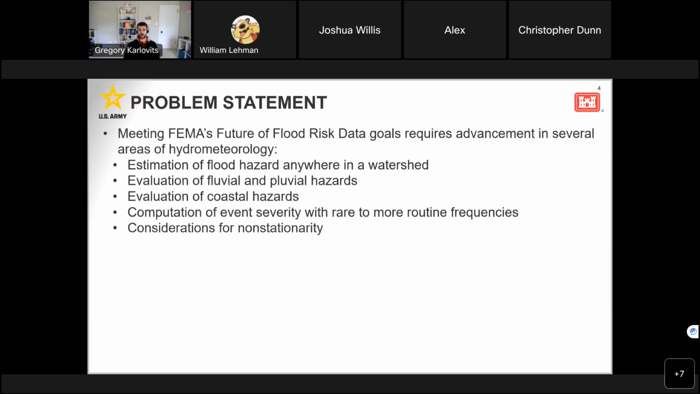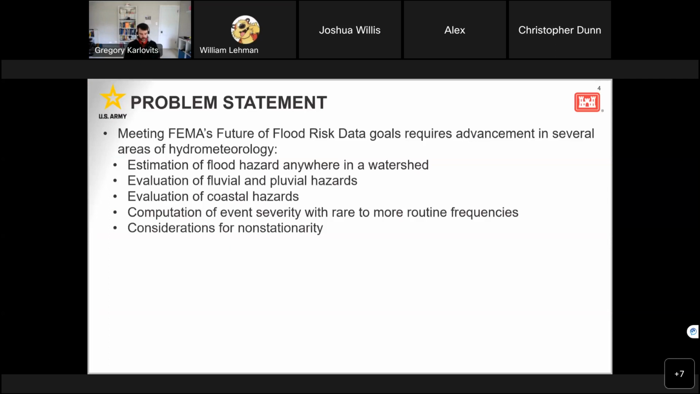We have to be able to compute hazards across the full spectrum. So we can't just be looking at a couple of key frequencies like 100-year or 500-year anymore. We have to be considering everything from the routine to the rare. And being able to do that requires us to have a much finer granularity on the inputs than we would have with just looking at the standard frequencies that you would get out of something like Atlas 14. So the process we propose has to be able to look at that whole range.